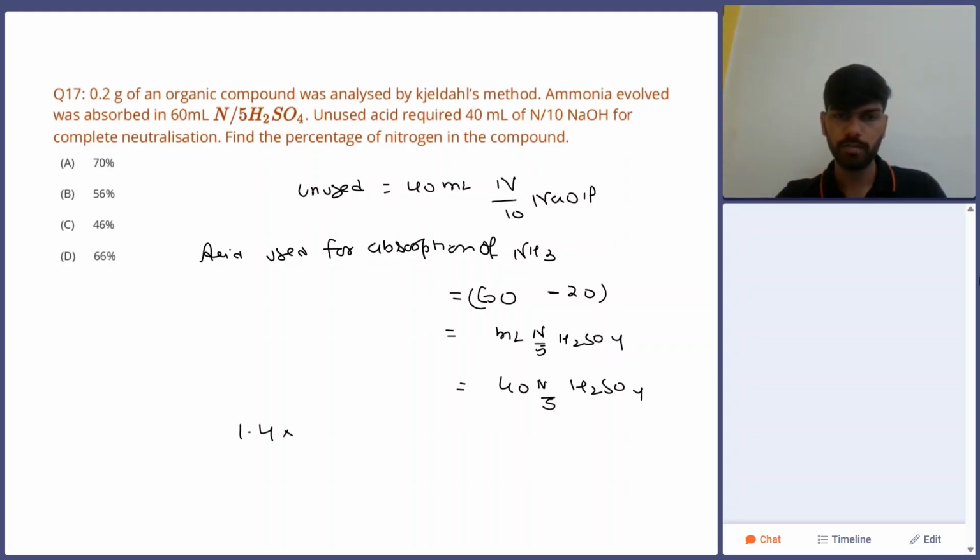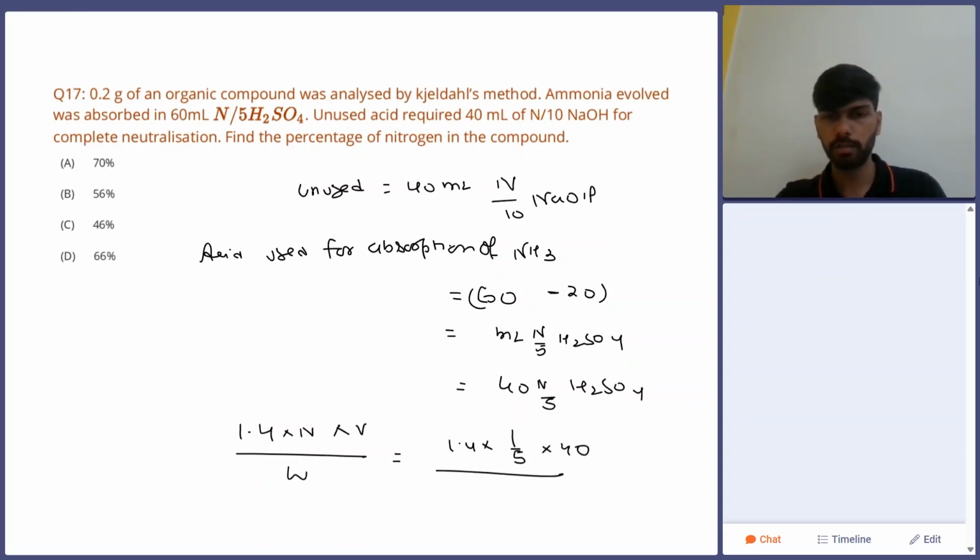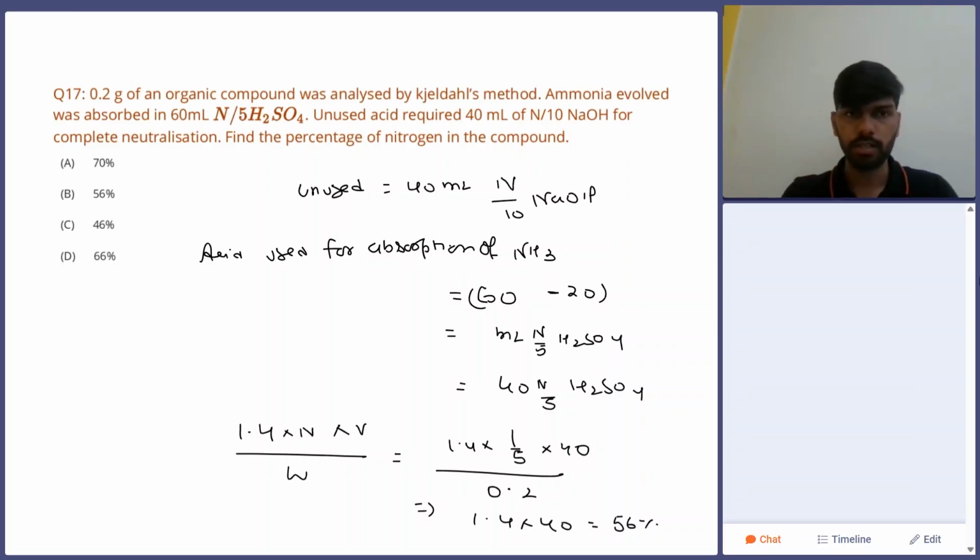Now Kjeldahl's method calculation formula: 1.4 into N into volume upon weight of organic compound. So 1.4 into 1/5 into 40 upon 0.2. If you calculate further, this will become 1.4 into 40, that is 56%. Okay, if we are getting 56%, now we have to match whether any option has 56% or not. So when we match here, class, the right answer is option B. Okay. Next question.